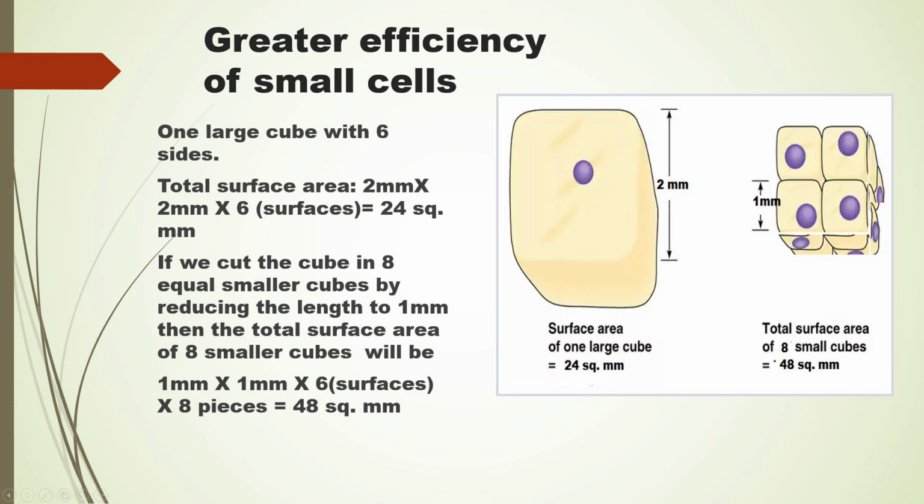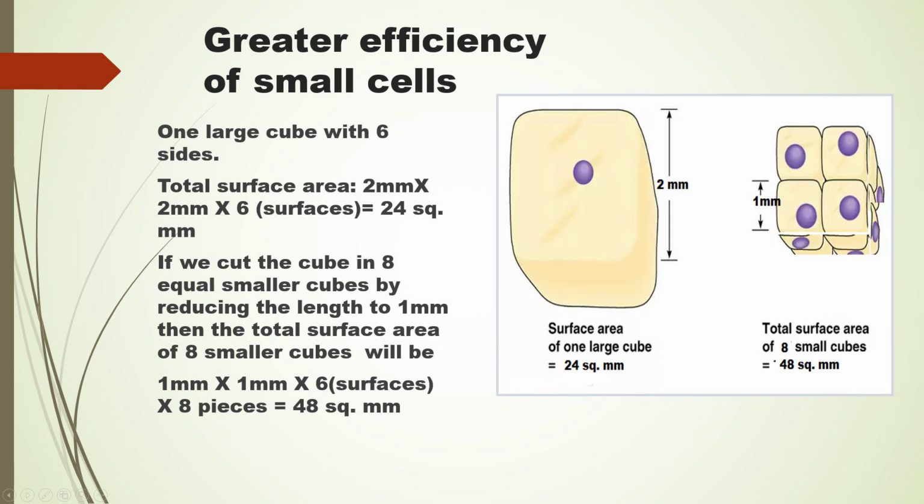Now what we have done is, we have cut this cube into 8 equal or 8 small cubes, due to which the size has been reduced to 1 mm now. So the formula for total surface area becomes, again keeping in mind all the 8 cubes together, 1 mm into 1 mm into 6 sides, and just because we have 8 pieces, the total surface area goes to 48 square mm.